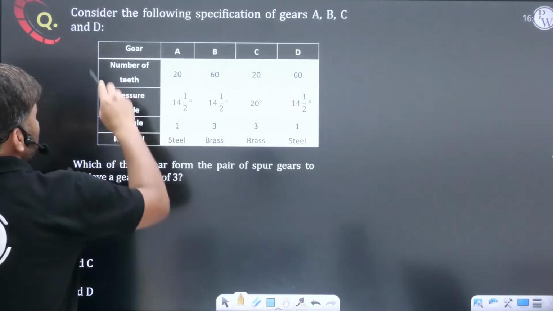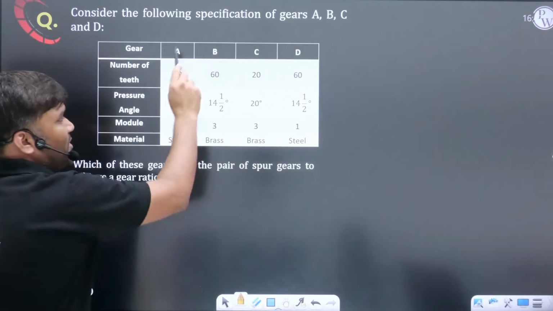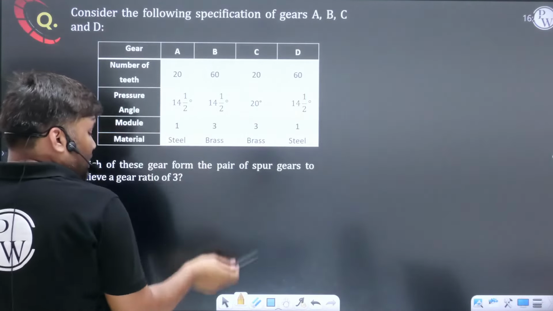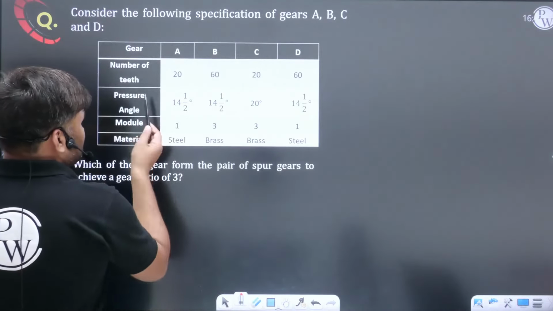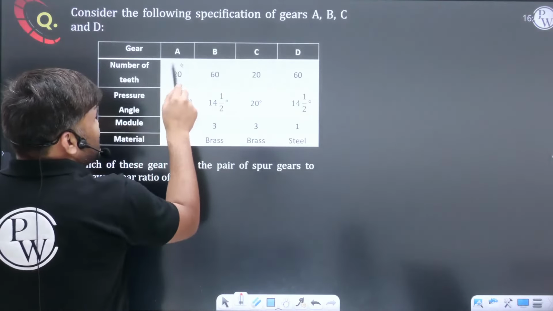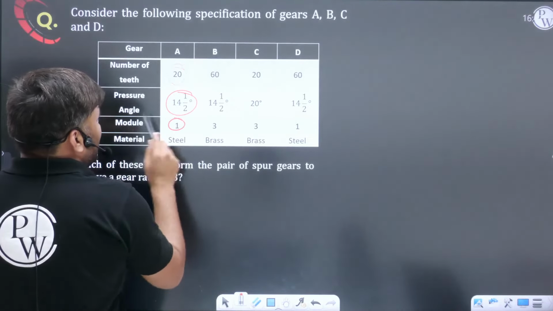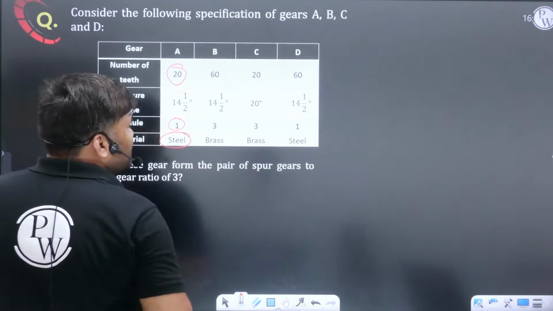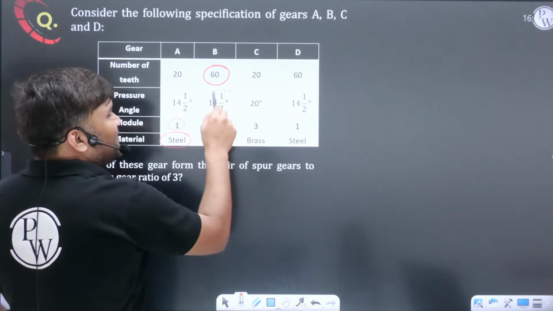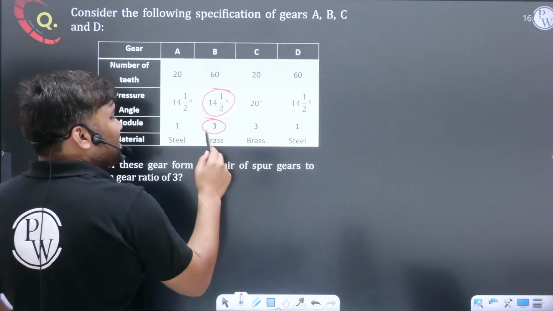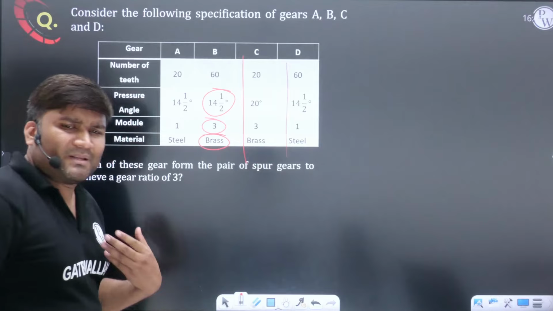In the question, what they are asking: consider the following specifications of gear A, B, C, D. 4 gears they have given. What things they have written here, beta? They have discussed the number of teeth. Gear A has 20 teeth. What is the pressure angle? 14.5. Module कितना है? 1. What is the material? Sir, steel. Similarly, gear B के बारे में they have said 60 teeth है, 14.5 pressure angle है, module is 3, material is this. Gear C के बारे में and gear D के बारे में they have given some information.